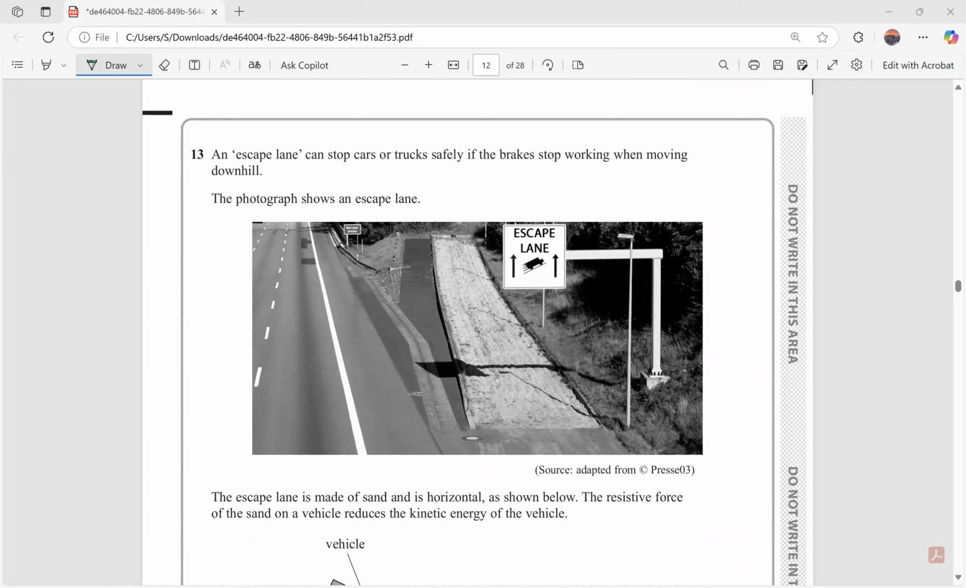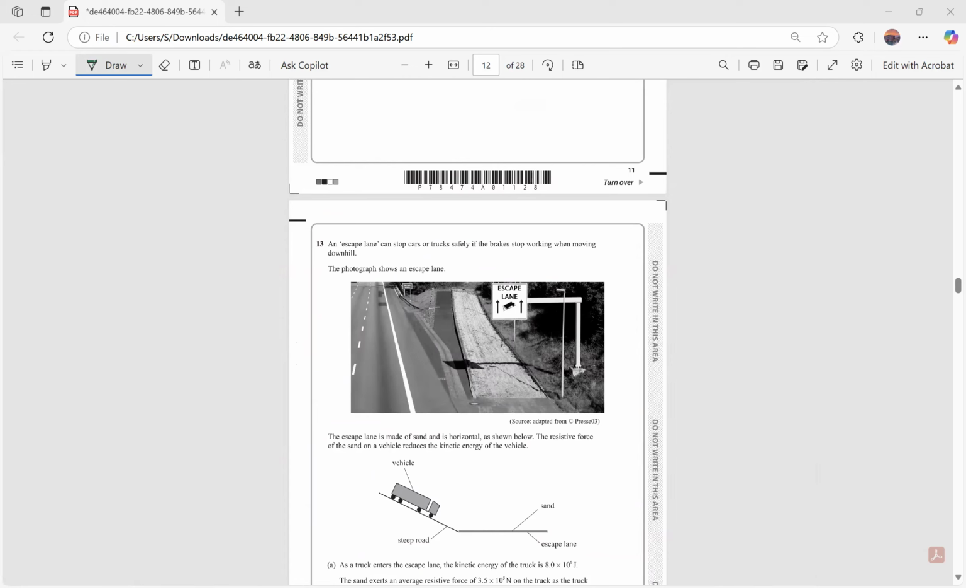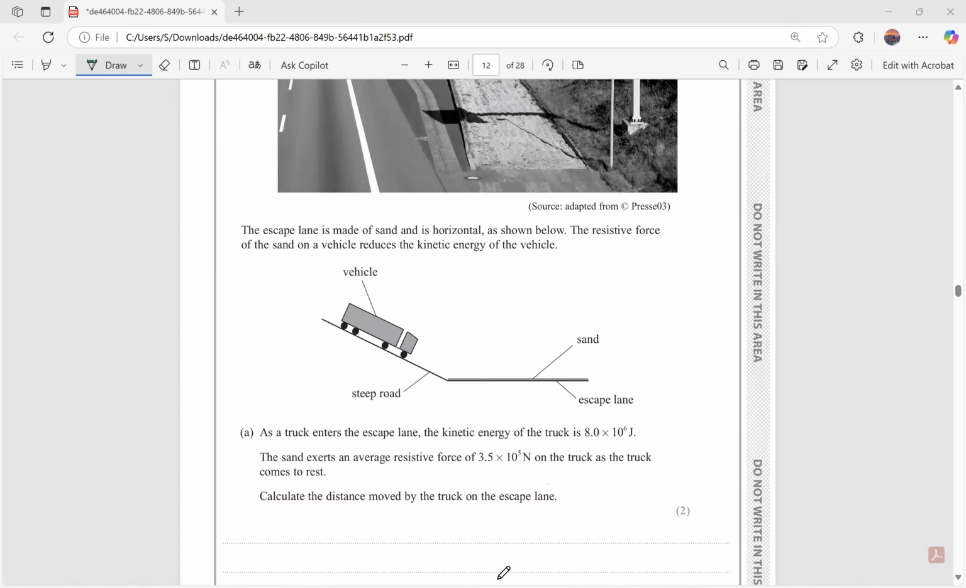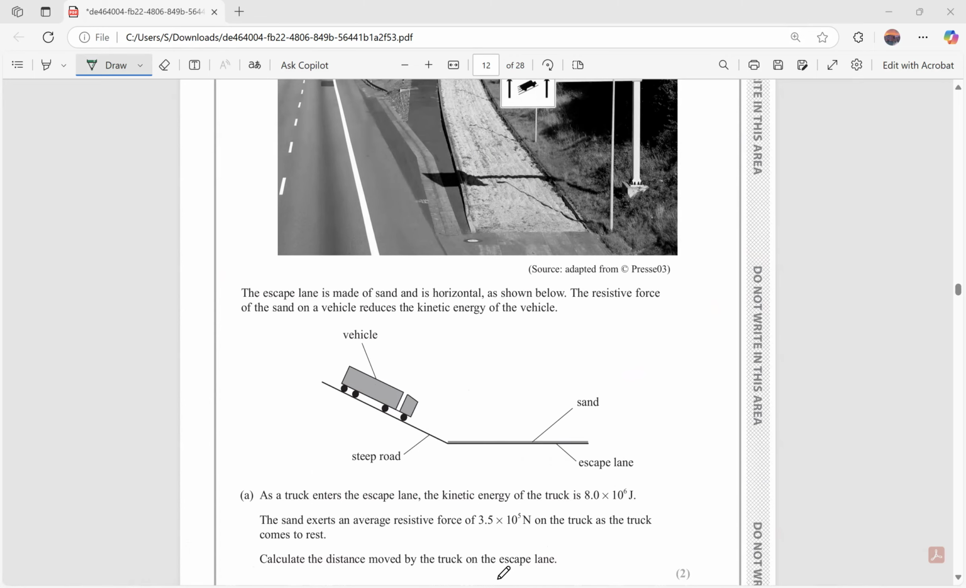An escape lane can stop cars or trucks safely if the brakes stop working when moving downhill. The photograph shows an escape lane. The escape lane is made of sand and is horizontal. As shown below, the resistive force of the sand on a vehicle reduces the kinetic energy of the vehicle. As a truck enters the escape lane, the kinetic energy of the truck is 8 times 10 to the power 6 joules. The sand exerts an average resistive force of 3.5 times 10 to the power 5 newtons on the truck as the truck comes to rest. Calculate the distance moved by the truck on the escape lane.